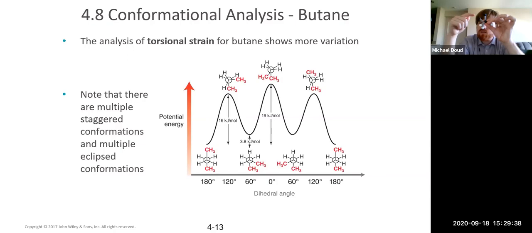Again, this third staggered conformation is not as good as our first one, for reasons we're going to talk about next. And then we have another eclipsed conformation that matches what we saw in the first eclipsed conformation. And then we're back to where we started, with our most stable conformer, which is where we have the opposed methyl groups here.